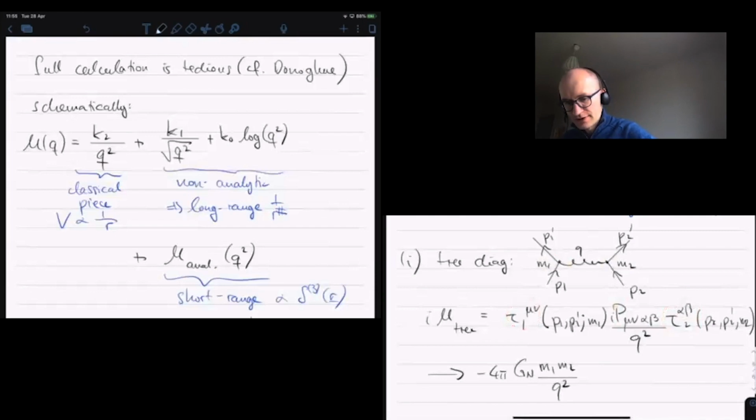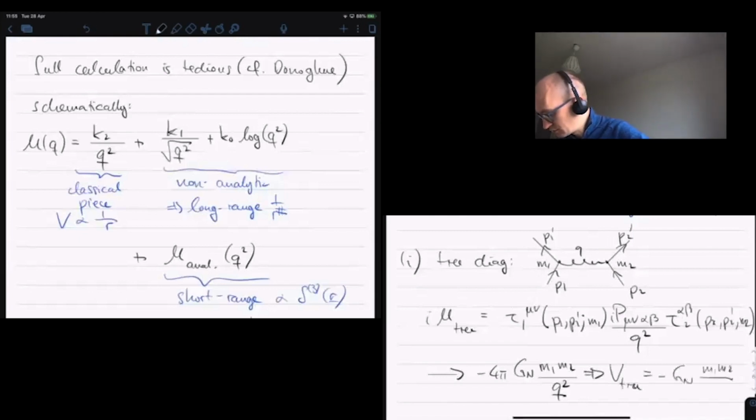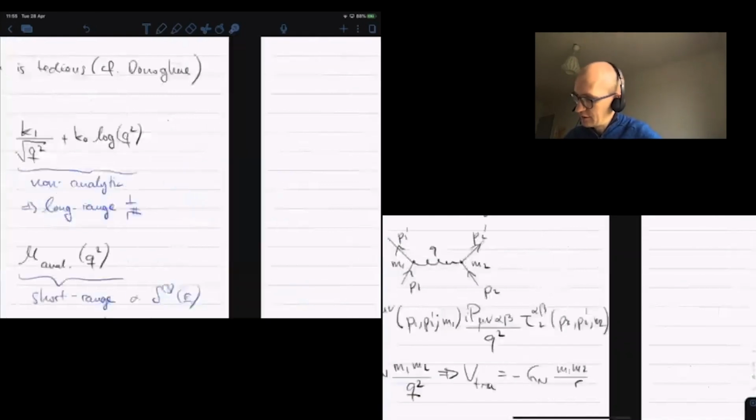Since we're in the non-relativistic limit, this becomes 1 over the length of the 3-momentum squared. If we take the Fourier transform of this, we find that the tree-level potential is equal to minus G Newton times m1 m2 over r, which is of course the Newton potential. This is not a surprise. This is what we call the classical Newton potential.